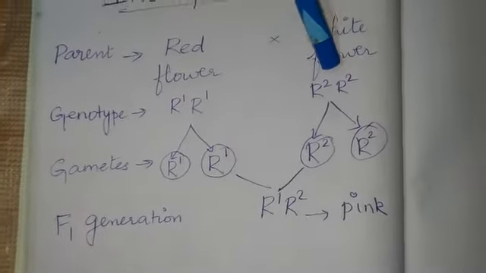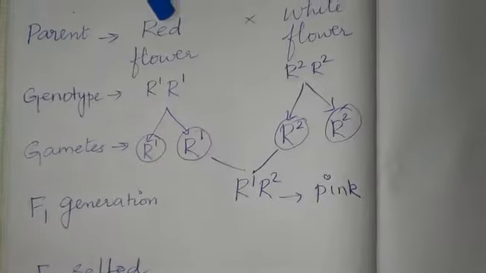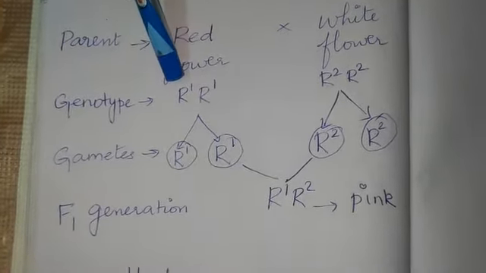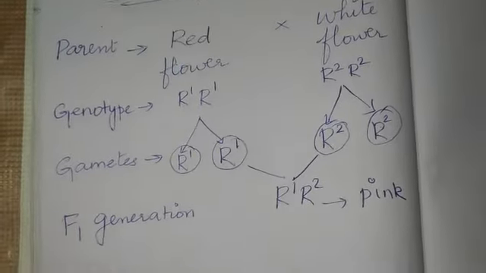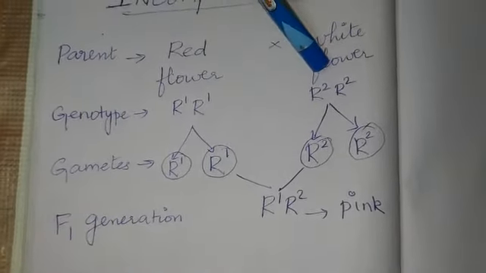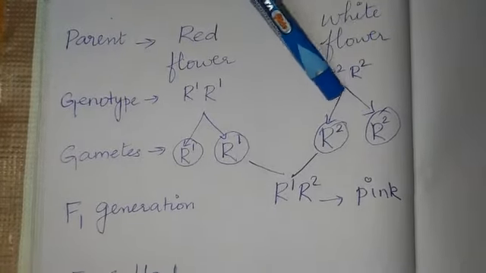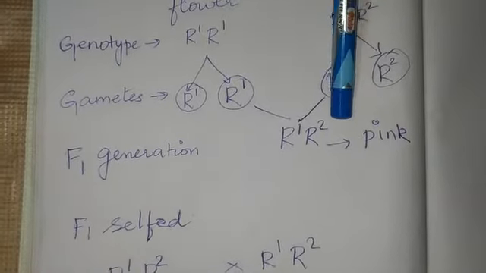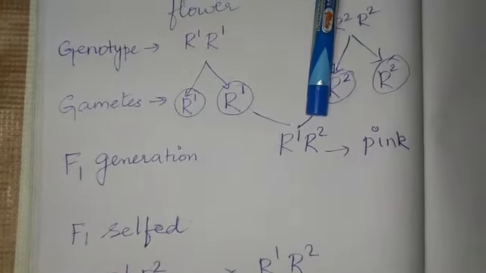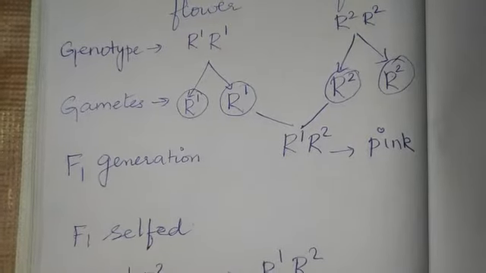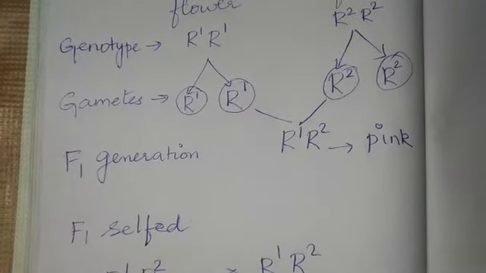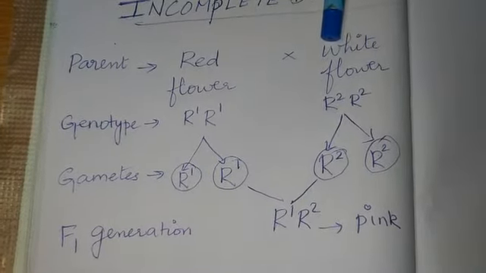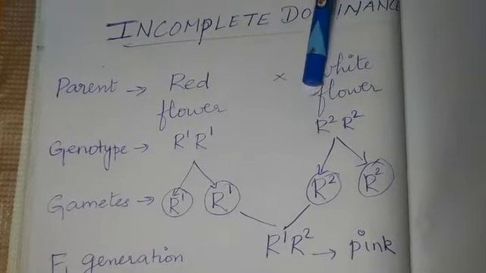When we cross the pure breeding red flower having the genotype R1R1 with the white flower having the genotype R2R2, in the F1 generation all the flowers are pink in color. Here, no dominant character occurs. One flower is not dominant over the other. So this type of interaction is called incomplete dominancy.